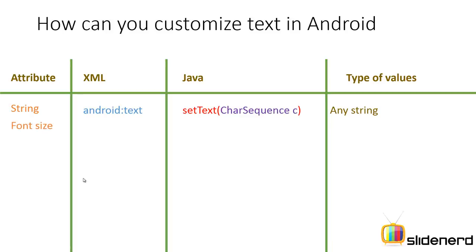And then you have your font size, which is your Android text size in XML, and your setTextSize method in Java, which takes a floating number that controls the size of the text, right? And then you have the dimension values. Now we are going to see what are legal values and what are illegal over here, right?